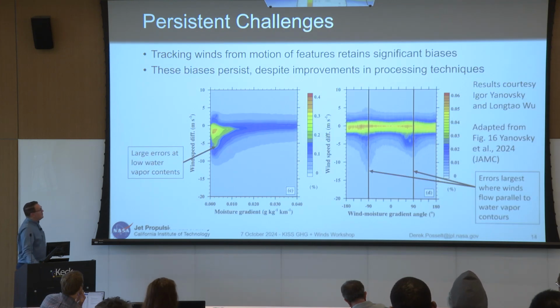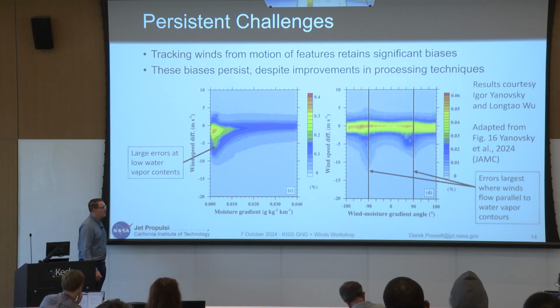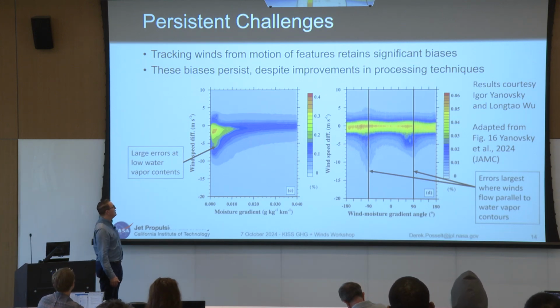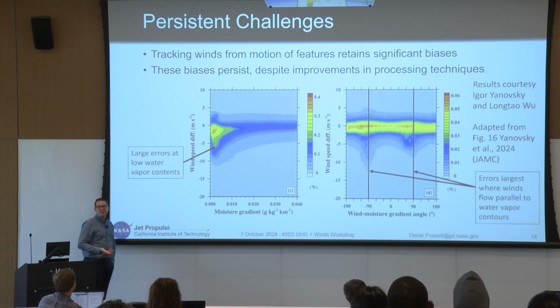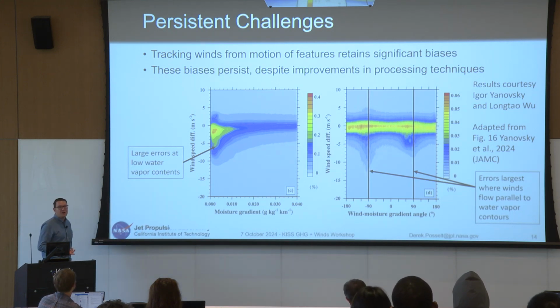Okay, so some of the persistent challenges, and this is where we've been focusing a lot of our attention lately. If you look at the errors in winds that you get from tracking sequences of images, they're not entirely random. They're pretty systematic in a few ways, right?